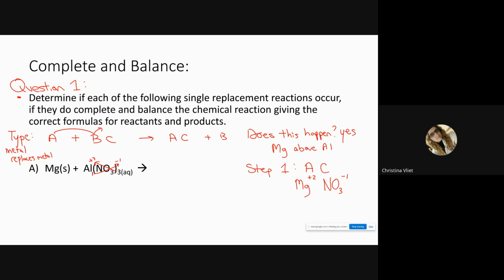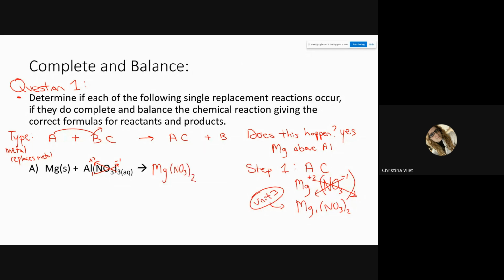So now I have A and C, and I need to combine them together. What is the correct formula for magnesium with nitrate? Put parentheses around this, and you get Mg1NO3. How many? The 2 comes down. How many nitrates will you have? Good. This is what we learned back in Unit 3, how to put an ionic compound together. If you forgot that, remember to come to tutoring. So that's AC.